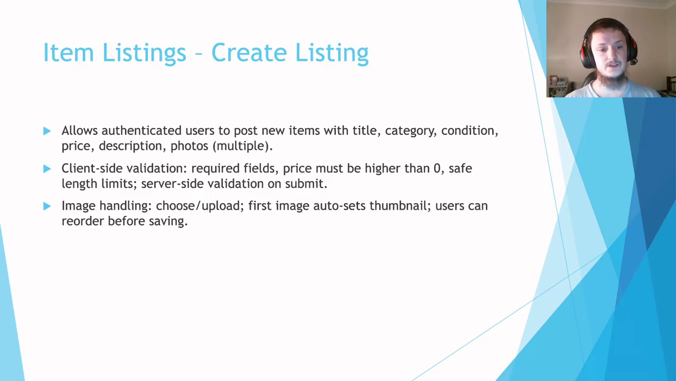Here I have a general description of the 3 main traits of the create listing, edit listing, and delete listing functions of the listings. Here we have a description of the create listing. It allows authenticated users to post new items with titles, a category, condition of the product, prices, description, and photos. It has client-side validation and required fields, so that the listing has content inside it. And then it has server-side validation on submit. It also has image handling, and it can allow the user to upload images from their folders and files to the website for showing their product.